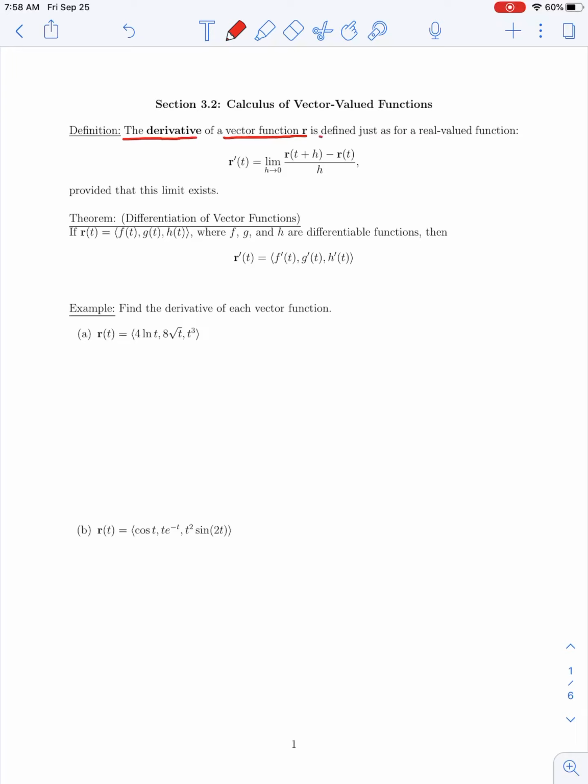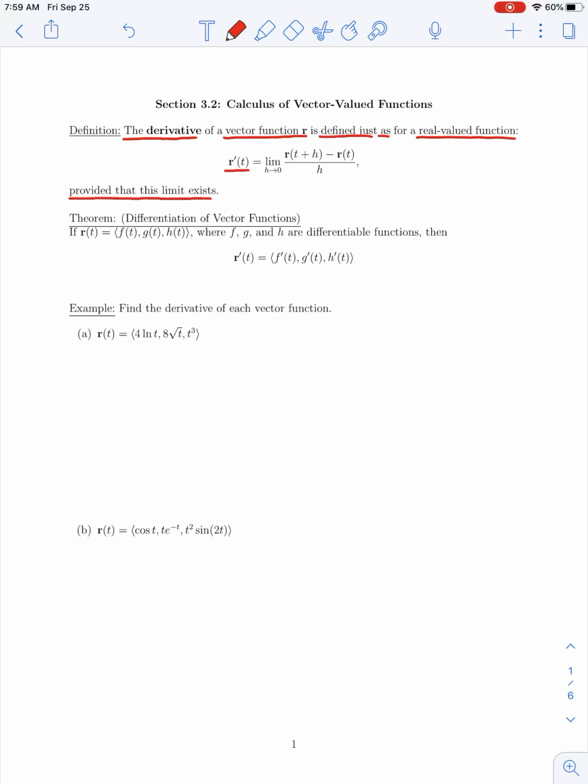So formally, it is defined just as for a real valued function. So the derivative of a vector function, which we would denote as r prime of t, is given by the limit as h approaches 0 of the difference quotient r of t plus h minus r of t all over h, provided that this limit exists. So just like we have a limit definition of a derivative for real valued functions or scalar functions, we have the same sort of definition for the derivative of a vector function.